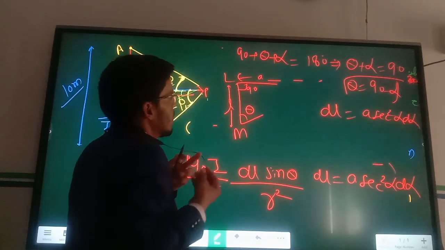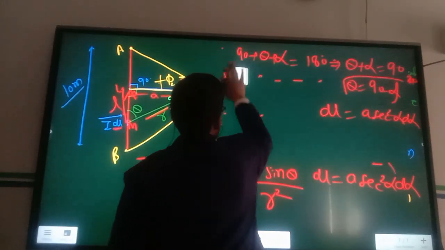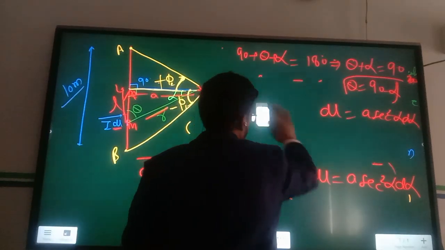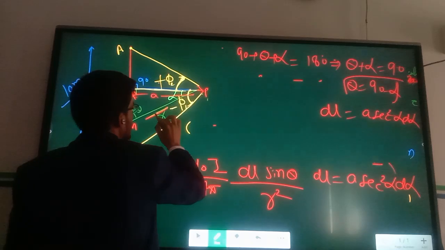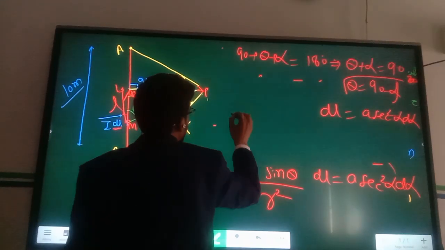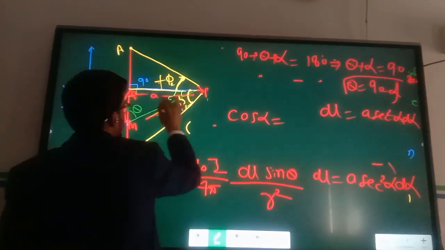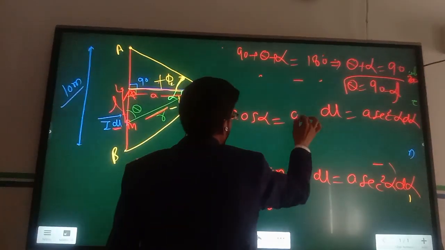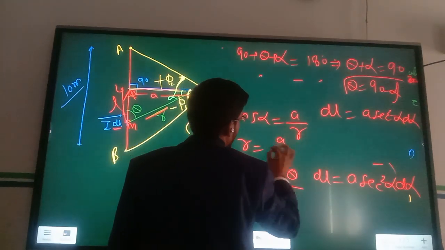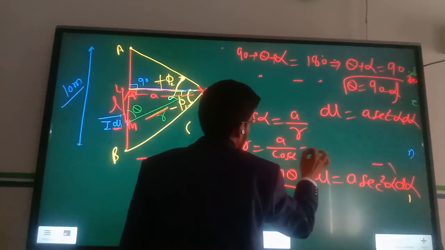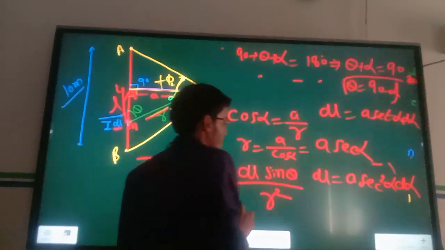Now, next, the value of r. This is r actually. So cos alpha equals base upon hypotenuse, which is a upon r. So the value of r is a upon cos alpha, that is, a sec alpha. This is the value of r.